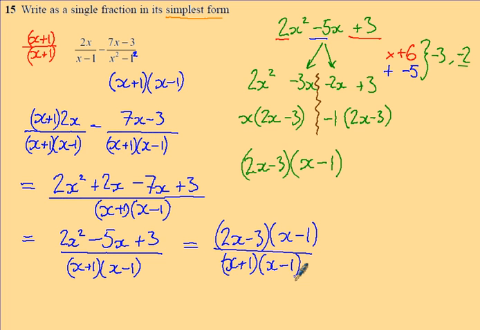And the quicker of you will have noticed that I now have a common factor that I can cancel to leave me with 2x minus 3 divided by x plus 1. And there's my final answer. Difficult question. Very difficult question.